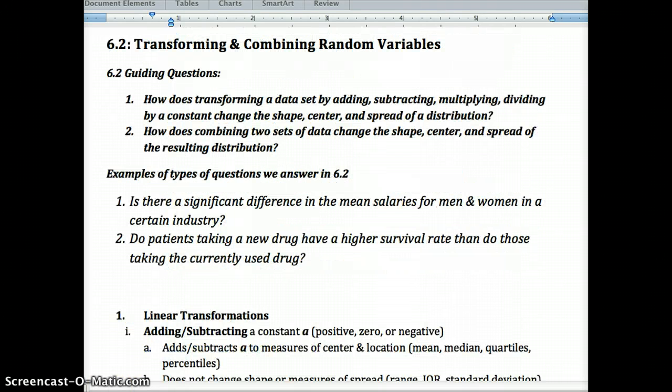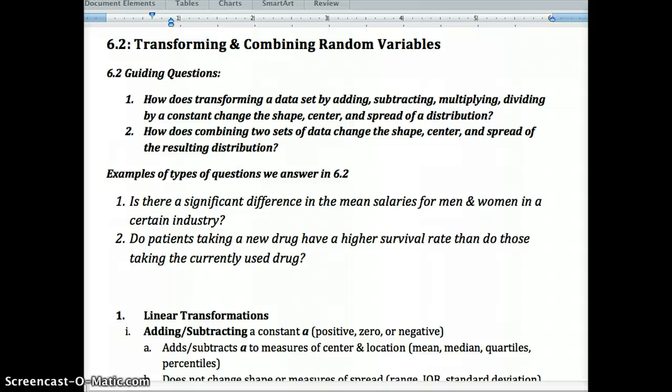Now would be a good time to look over the summary from 6.1 and some of the examples in the book as you pause. We're going to jump into 6.2 here. We're transforming and combining variables, which is very similar to what we did in transforming and combining distributions earlier in the year, where we added and subtracted or multiplied and divided, and how it affects shape, center, and spread.